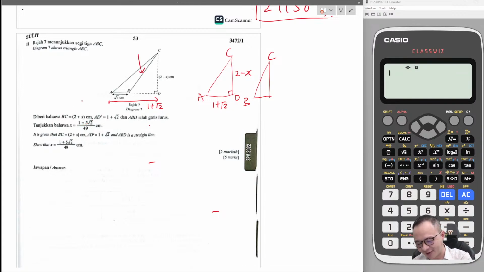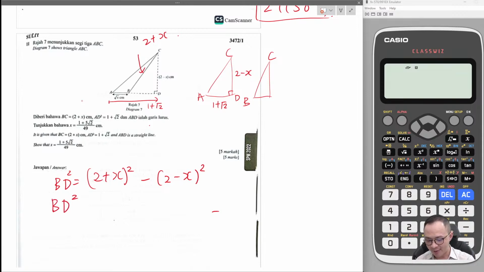Okay, this one is given. Then not that bad. Okay, then I can get the so-called BC, isn't it? So we can find this length, isn't it? Okay, yeah. 2 plus x squared. Okay, we can find BD. Minus 2 minus x squared.